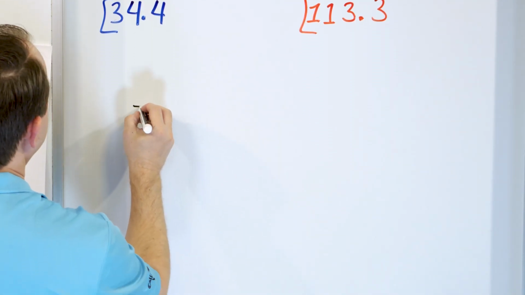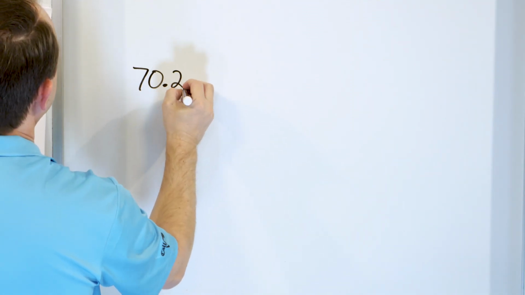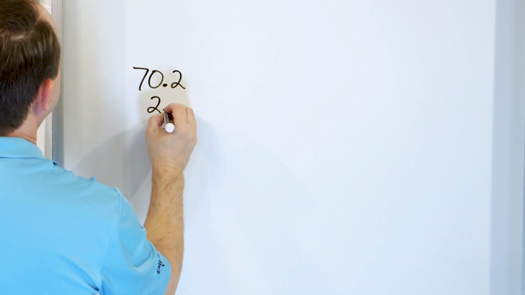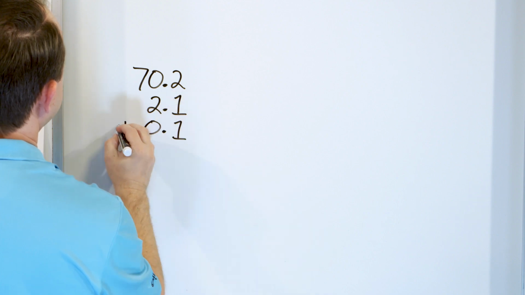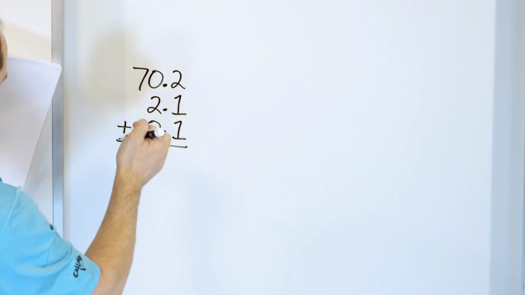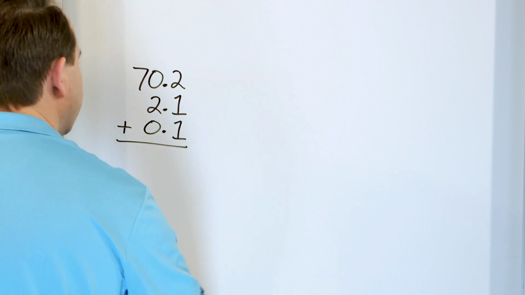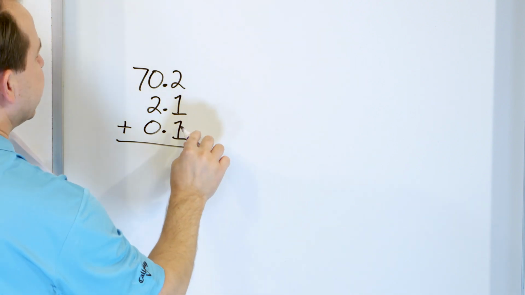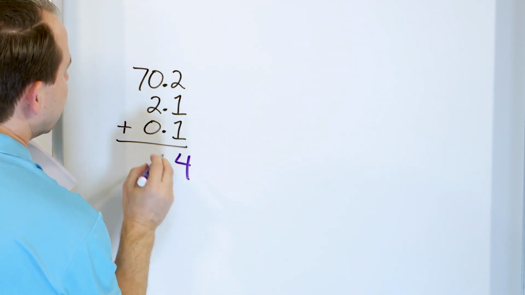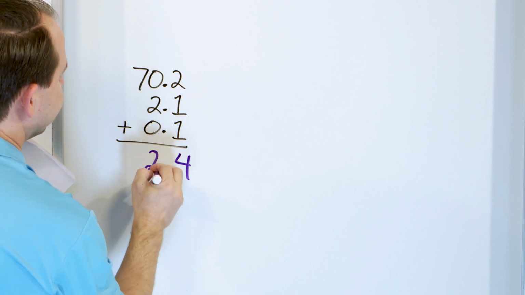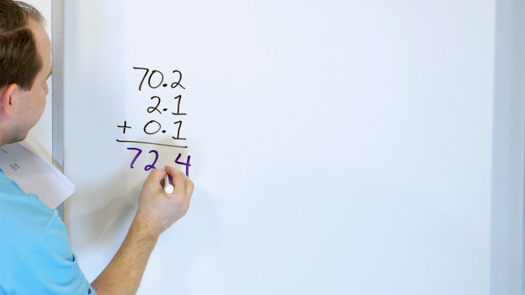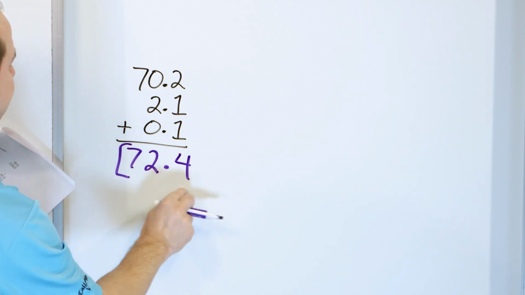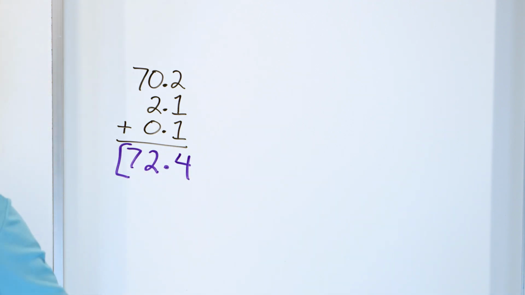All right, only 2 more problems. Here we'll add 3 numbers, 70.2, and we'll add to that 2.1, and we'll add to that 0.1. How do we add these up? Again, the decimals are always lined up. We have to line them up. Here we have 2, then 3, then 4. 4 goes in this column. 2 is the only thing in this column, and 7 is the only thing in this column. So the decimal point just comes straight out of the problem into the answer, 72.4. And that's the final answer.